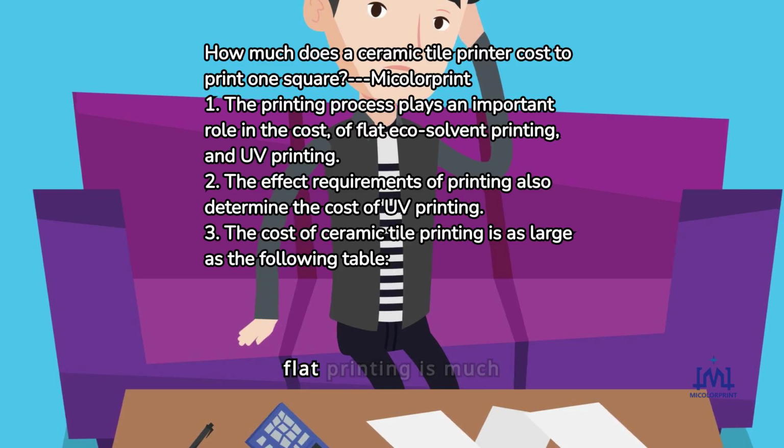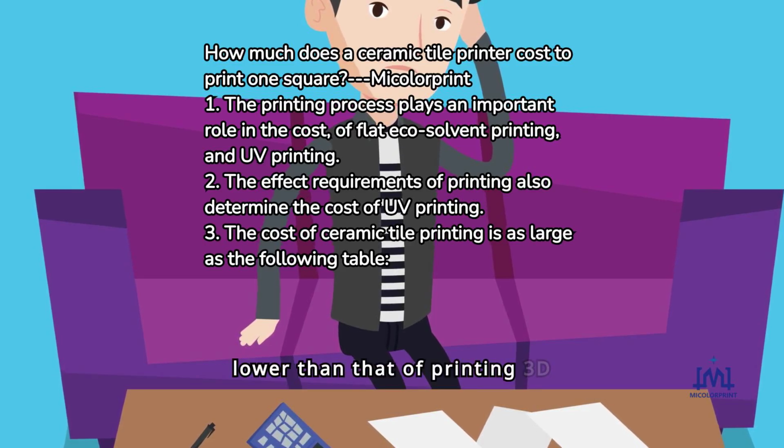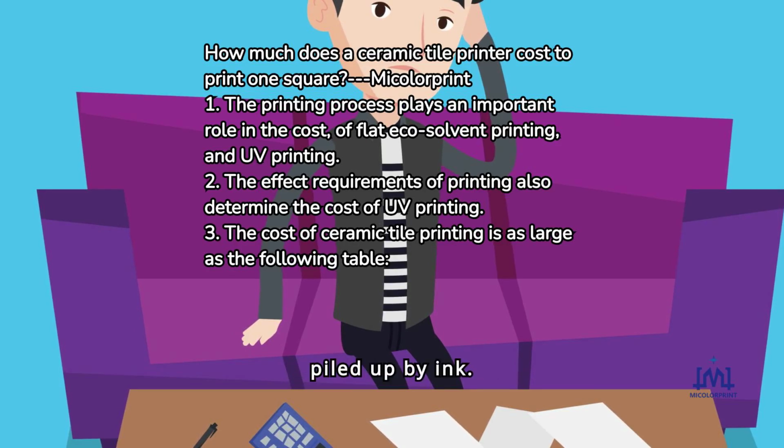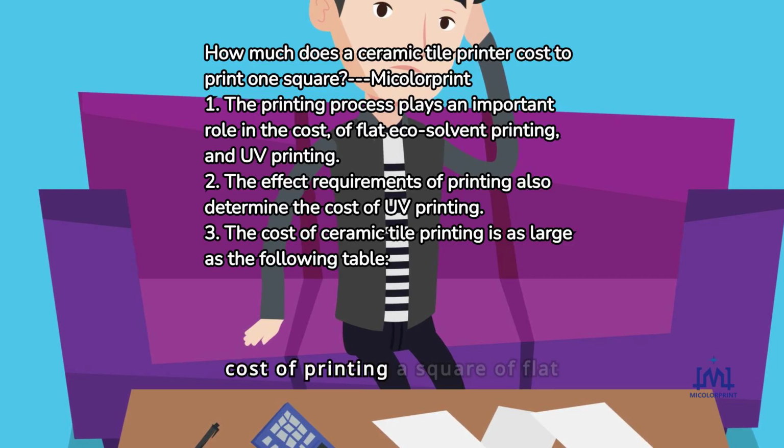The cost of flat printing is much lower than that of printing 3D relief effects, because the relief effects are piled up by ink. Now, back to the topic. The approximate cost of printing a square of flat effects is $0.8.